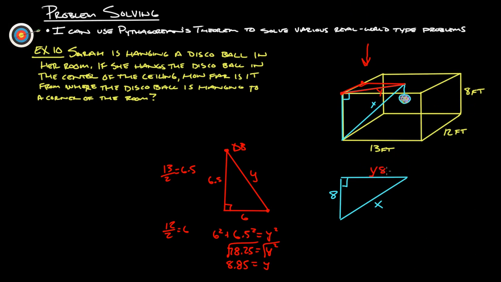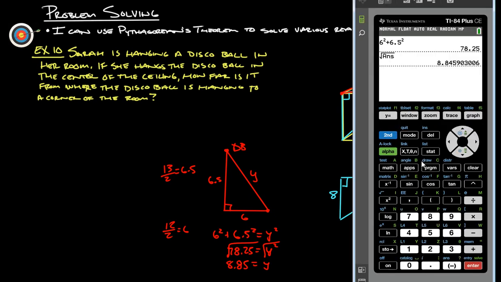So this is 8.85. Now we have these two sides, and we can figure out this side here, x. Let's go back to our blue. x is going to be our hypotenuse, so we have x squared equals 8 squared plus the 8.85 that we just found. But again, that was squared, so if we take that number and square it, guess what we get back? 78.25. So we'll take 78.25.